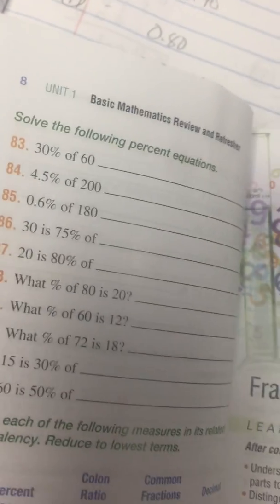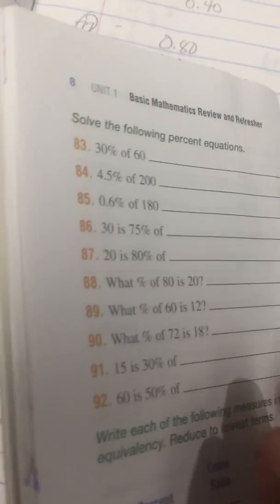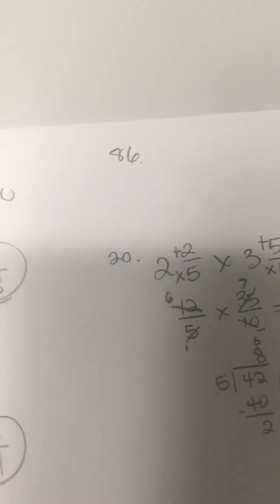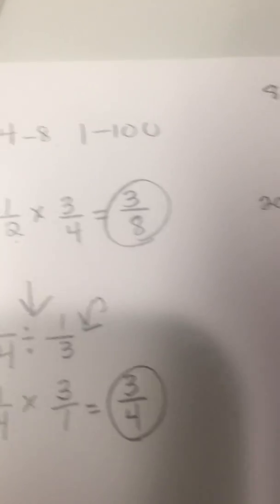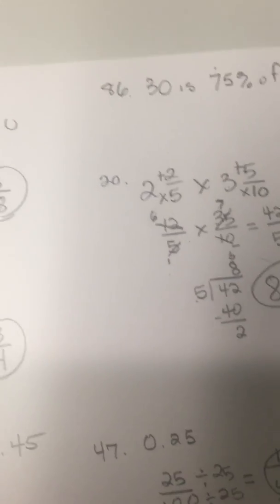And lastly, just looking at one that has an is in it, looking at number 86. 86, y'all. My book is brand new and it wants to close all the time. So for 86, it says 30 is 75% of. So of means to multiply. We said is means equal. So let's go and put equal here.